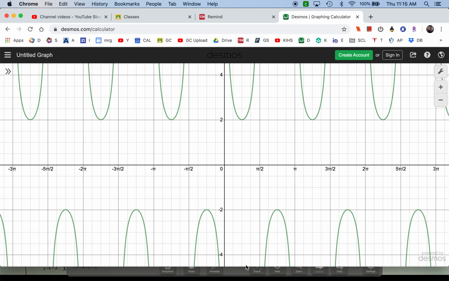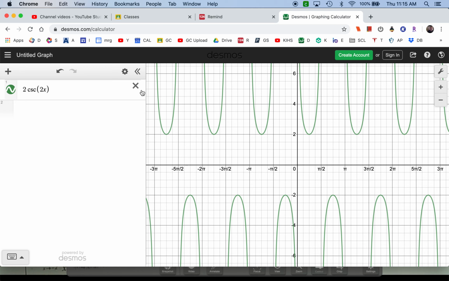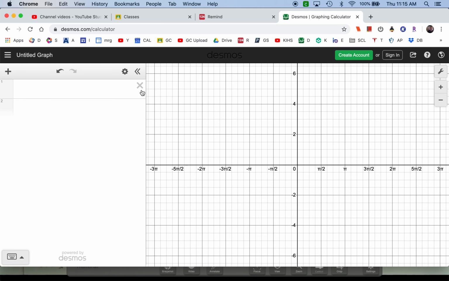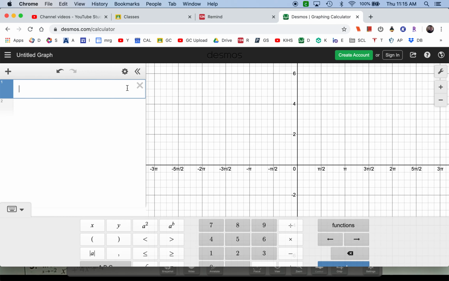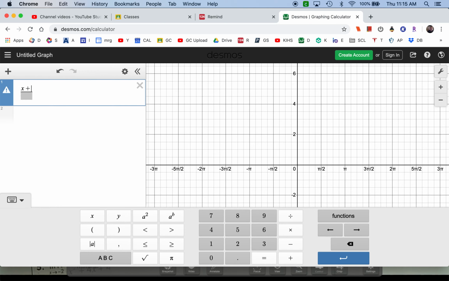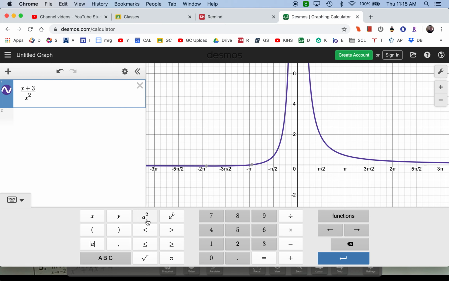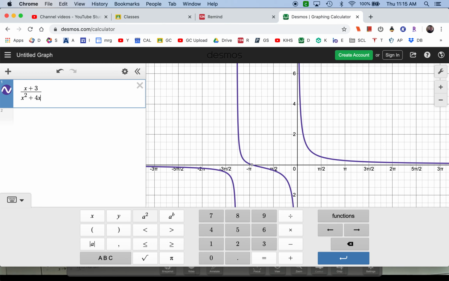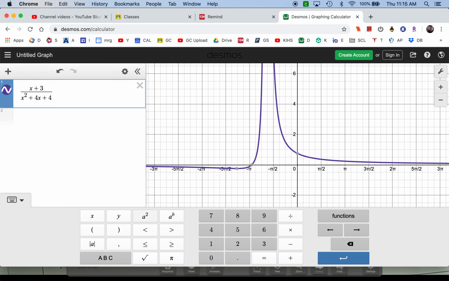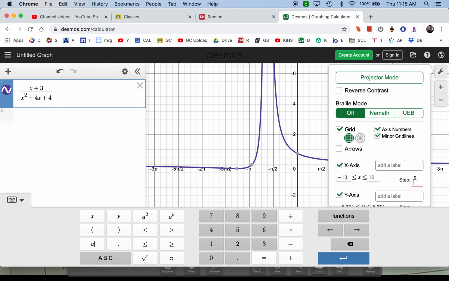All right, let's continue here on Desmos. So number 5. x plus 3, and then in the denominator, x squared plus 4x plus 4. What's happening at -2? I'm going to change the scale so it's not in radians. So we can do a scale of 2. Oops.